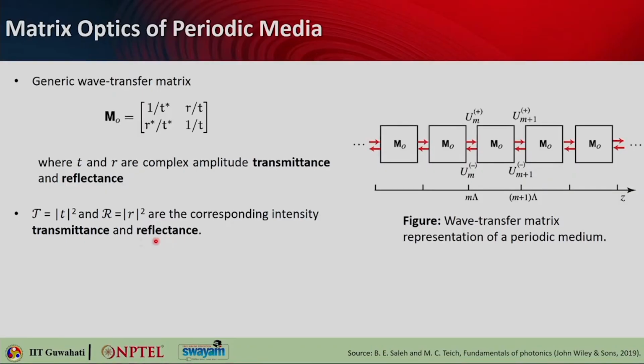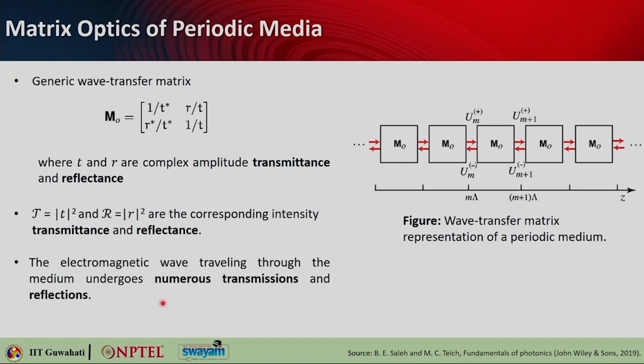So, correspondingly you can find out the intensity transmittance and intensity reflectance. This is how you can calculate. Capital T equals modulus t square, capital R equals modulus small r square.